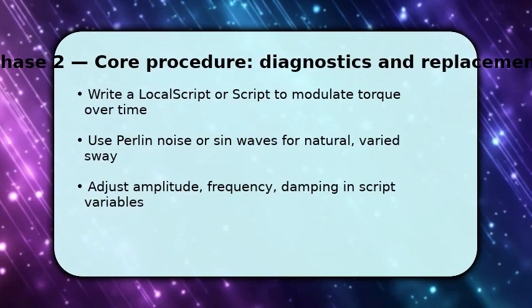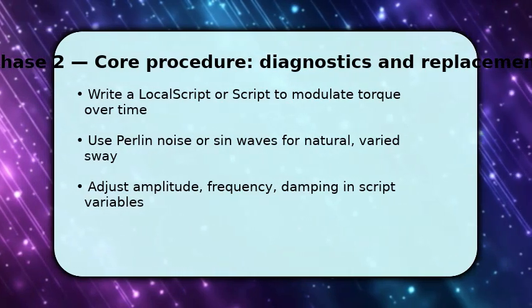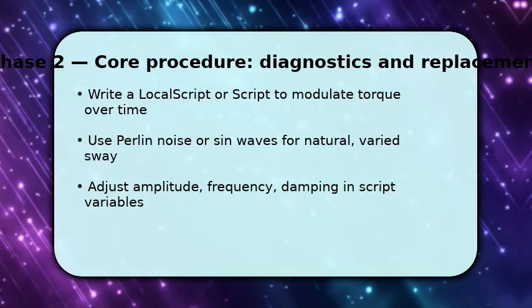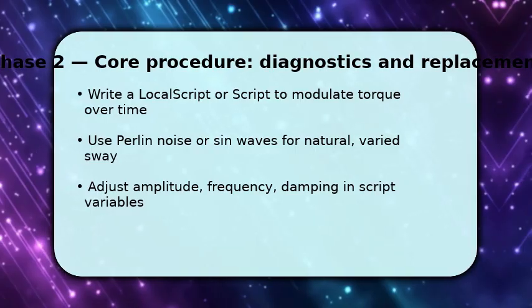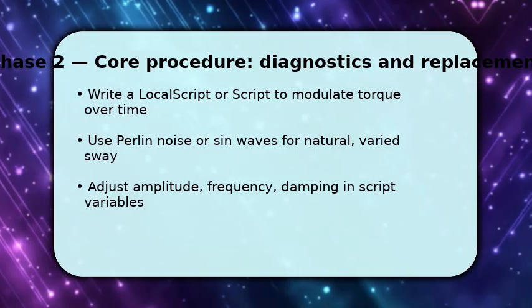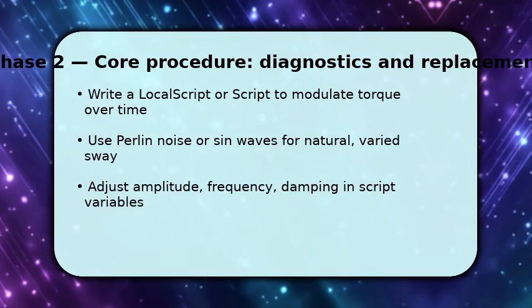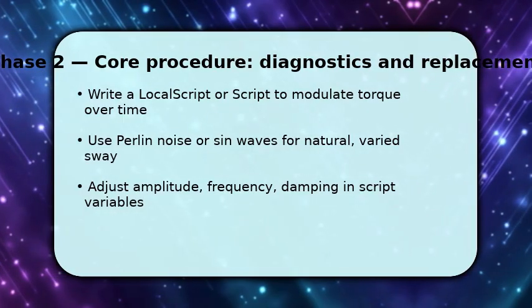Once done with constraints, rig the control script. You will create a script that adjusts Motor6D C0 or applies force via vector force each frame. Use Perlin noise or a combination of sine waves to produce organic, non-repetitive motion. This explains why trees look natural versus robotic.